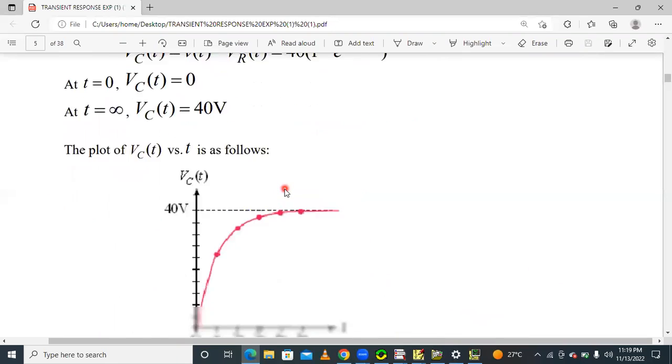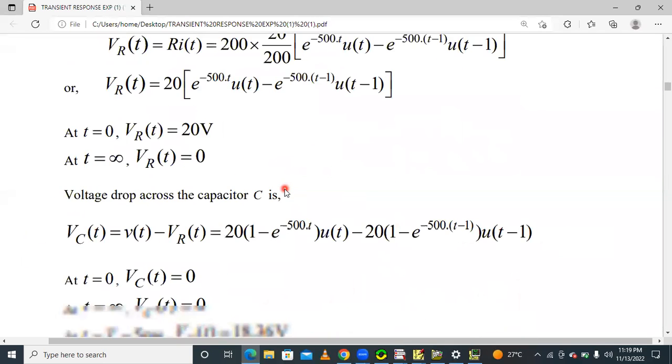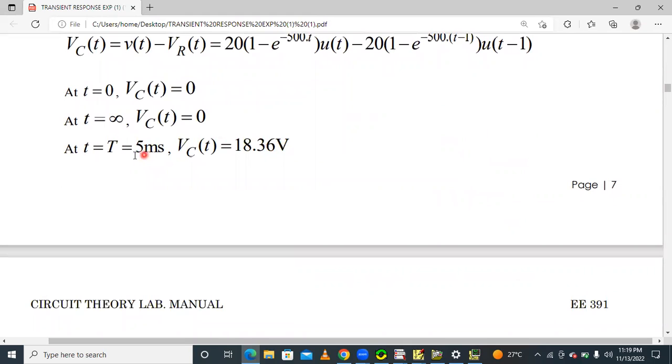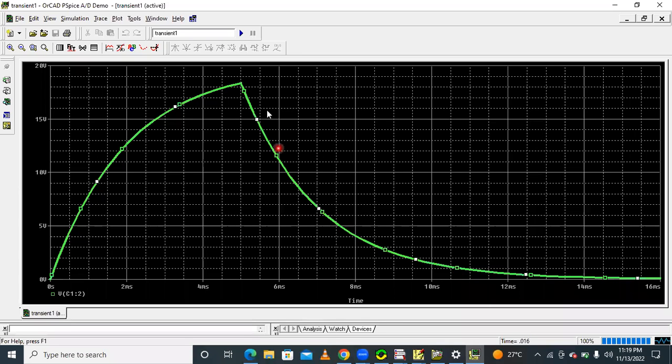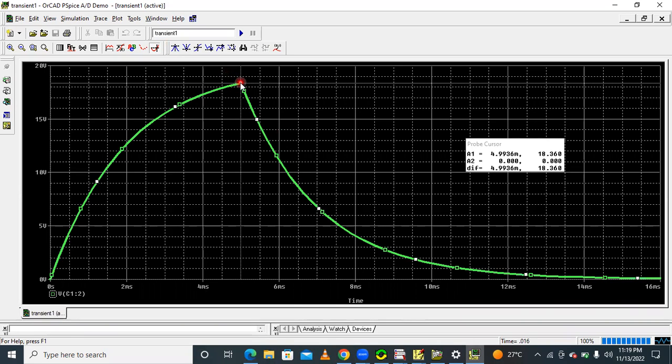So for this case, up to 5 milliseconds, what is the voltage here? At t equal to 5 milliseconds, what is the voltage? 18.36. To find this, enable toggle cursor and place the marker here. So 4.99 is nothing but 5 milliseconds, and the corresponding voltage is 18.36. The capacitor charges up to 18.36 volts in 5 milliseconds, and then decreases exponentially in this way. After 5 milliseconds, this source is turned off.